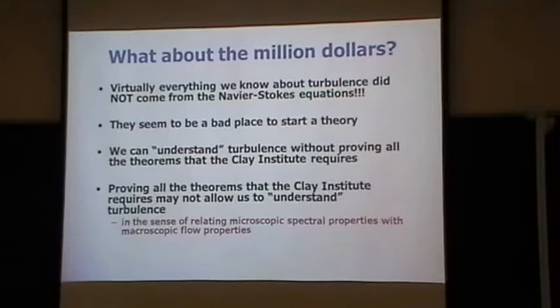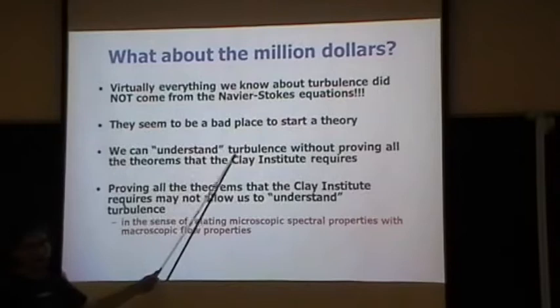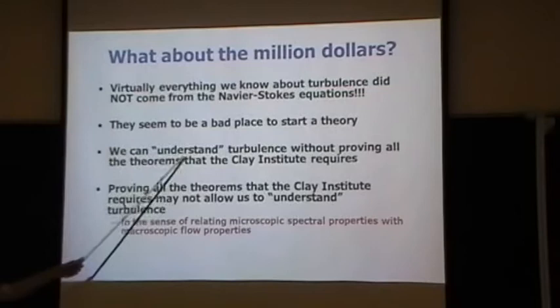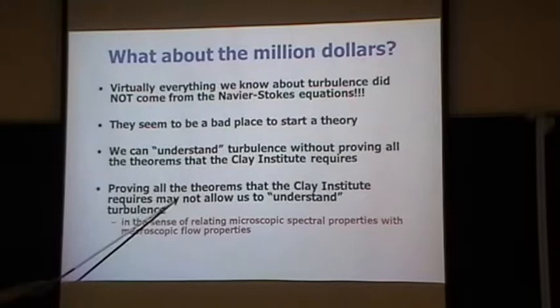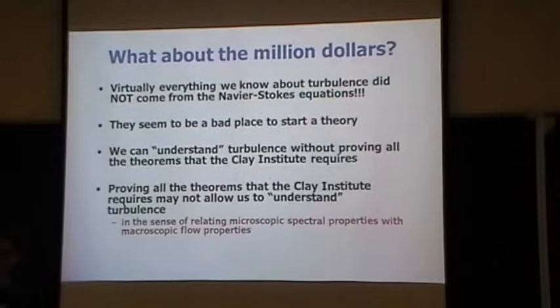Second thing is, we can understand turbulence, we can make lots of physical understanding of turbulence without having to prove any of the theorems that the claims that it requires. Because as I told you yesterday, when you prove theorems about an equation, those theorems don't have a way of saying, yes, it's turbulence, and no, it's not turbulence. And if you did prove all those theorems, I don't think that they would shed any light on the connection between microscopic fluctuations and macroscopic properties, the spectrum.